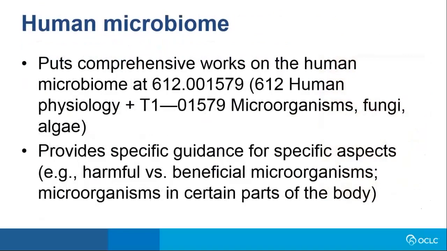We took the number for human physiology at 612 and the standard subdivision for microorganisms, fungi, and algae applied to a certain topic, and designated that as the place for comprehensive works on the human microbiome. But we also have notes about works on microbiota of a specific place of the human body and specific aspects of the human microbiome, such as works that compare harmful and beneficial microorganisms, for example.